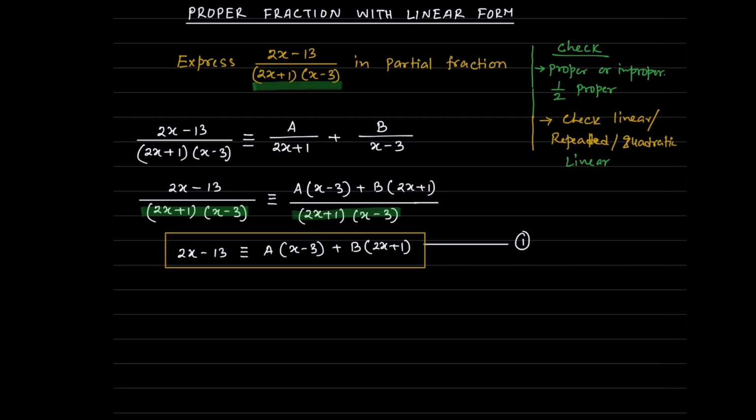Okay, very simple. Just write the formula. First check proper and improper. Then check the form: linear, repeated or quadratic. Based on that you write your formula, and from the formula, on the right side, you know how to do the addition of the fractions. You do that and bring it like this.